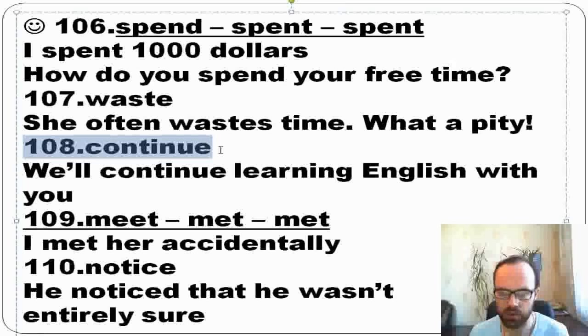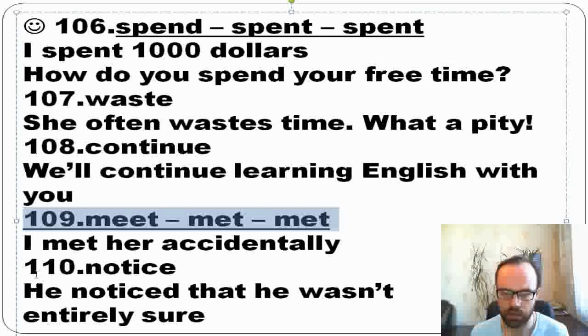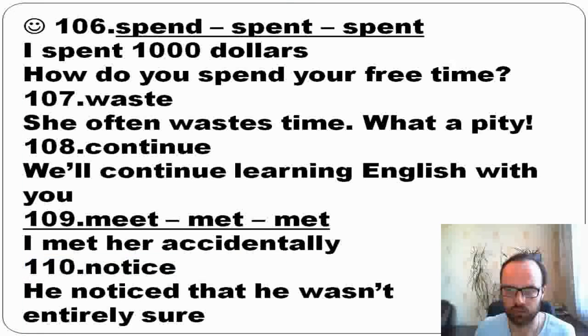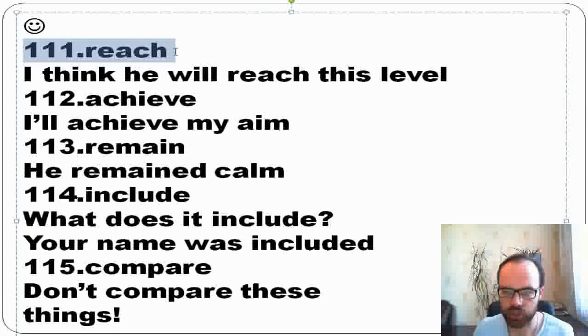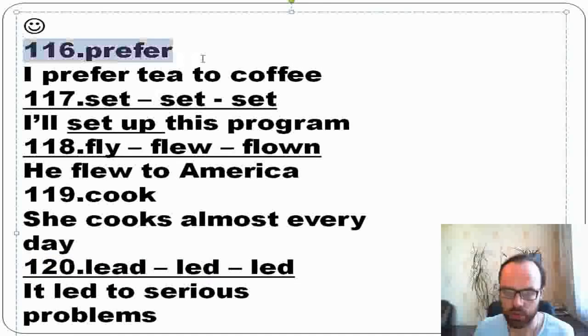Continue. We'll continue learning English with you. Meet, met, met. I met her accidentally. Notice. He noticed that he wasn't entirely sure. Okay, so next. Reach. I think he will reach this level. Achieve. I'll achieve my aim. Remain. He remained calm. Include. What does it include? Your name was included. Compare. Don't compare these things. Prefer. I prefer tea to coffee.